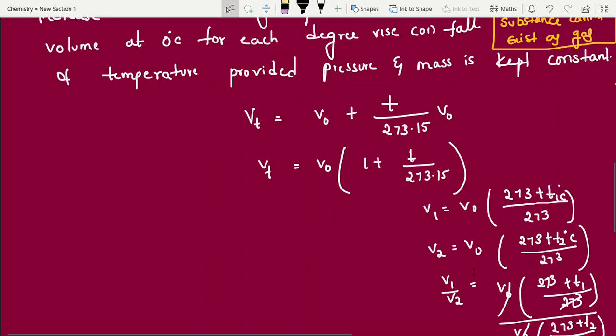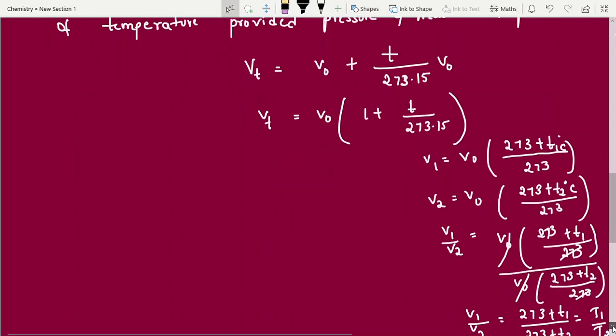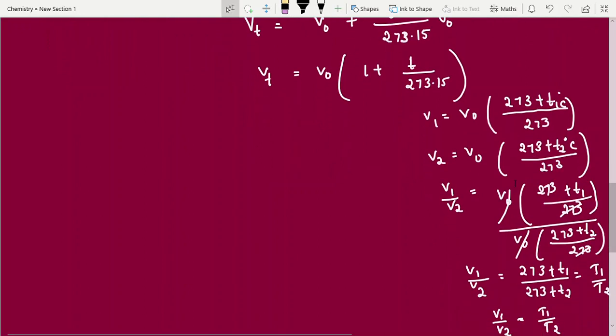Okay, finally what I am showing here, listen: if you calculate V1 by V2, take this expression by this expression. Finally the terms cancel: V naught gets cancelled, 273 gets cancelled. Remaining, V1 by V2 equal to 273 plus T1 by 273 plus T2. 273 plus T1 is nothing but capital T1, and 273 plus T2 is nothing but capital T2. Finally we have written V1 by V2 equal to T1 by T2.